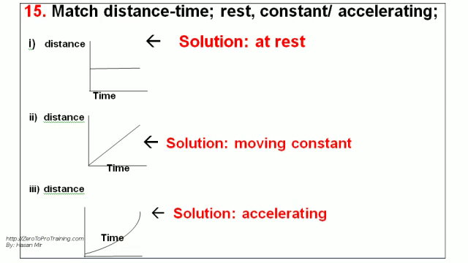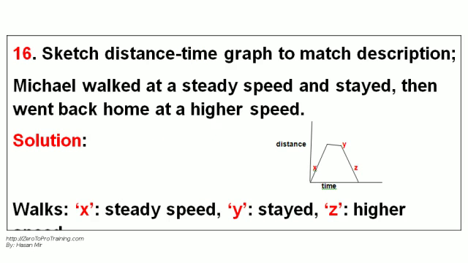Next slide, exercises 15. Diagram 1 relates to at rest. Diagram 2 relates to moving at constant speed. Diagram 3 relates to accelerating. Next slide, exercise 16: Michael's walk depicted. X, steady; Y, stayed; and Z, higher speed.